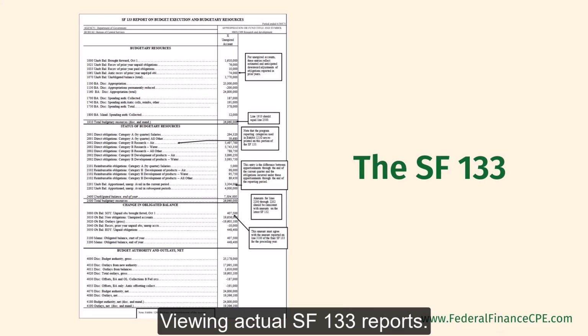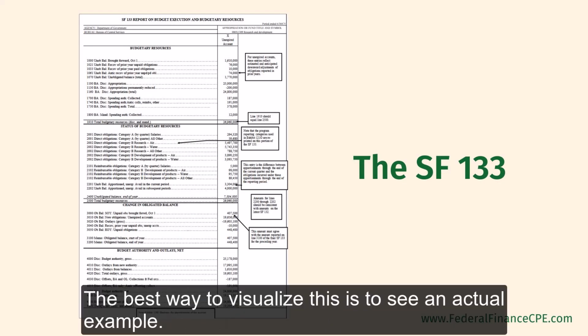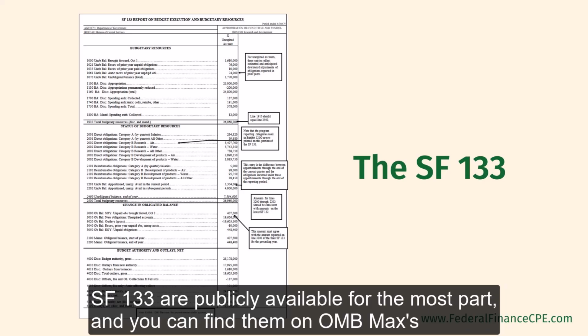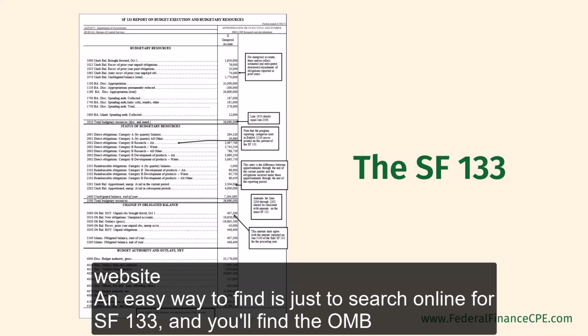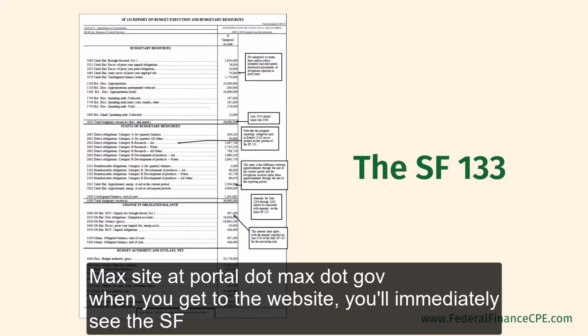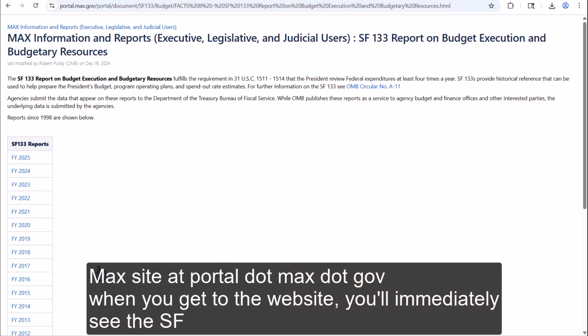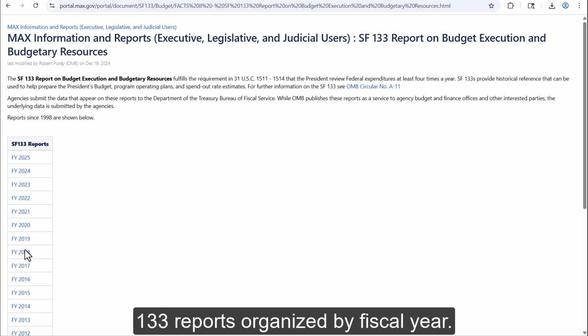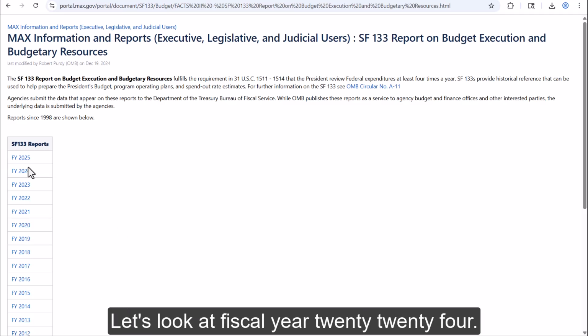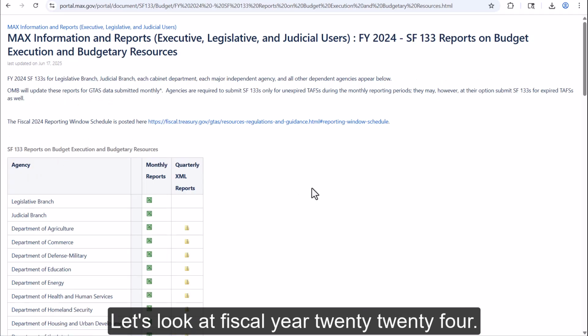Viewing actual SF-133 reports. The best way to visualize this is to see an actual example. SF-133s are publicly available for the most part, and you can find them on OMB MAX's website. An easy way to find it is just to search online for SF-133, and you'll find the OMB MAX site at portal.max.gov. When you get to the website, you'll immediately see the SF-133 reports organized by fiscal year. Let's look at fiscal year 2024.